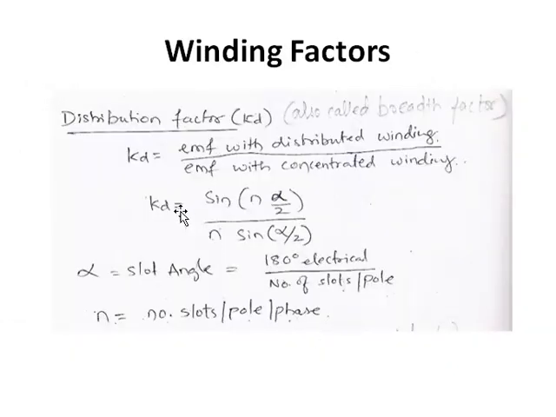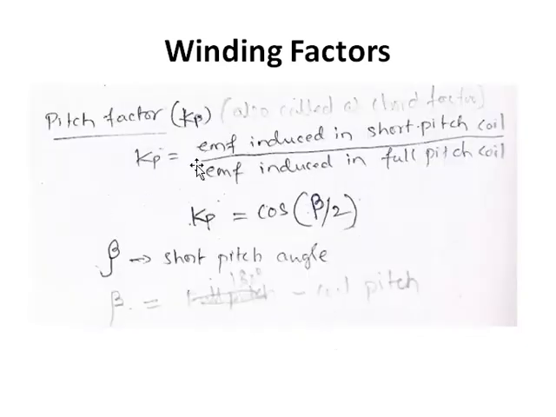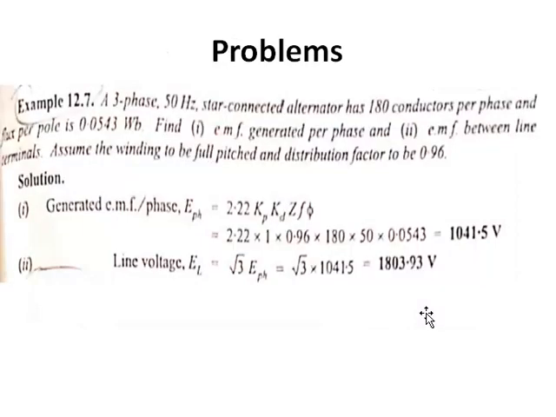Winding factor, what is a winding factor? We have the distribution factor and the pitch factor. Kd is the distribution factor. It is the ratio of EMF with the distributed winding to the EMF with the concentrated winding, and this is the formula that we should remember. Then pitch factor Kp is the ratio of EMF induced in the short pitch coil to EMF induced in the full pitch coil, and this is the equation. Now we will see some problems.